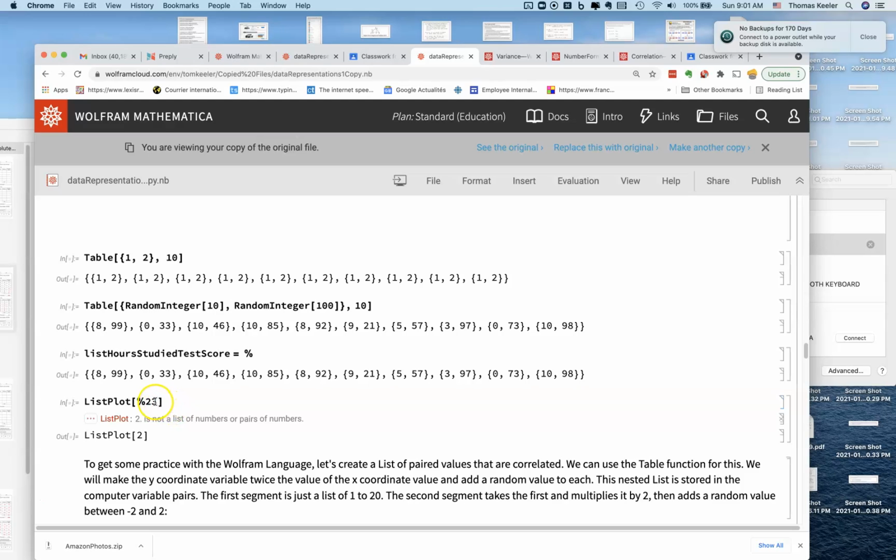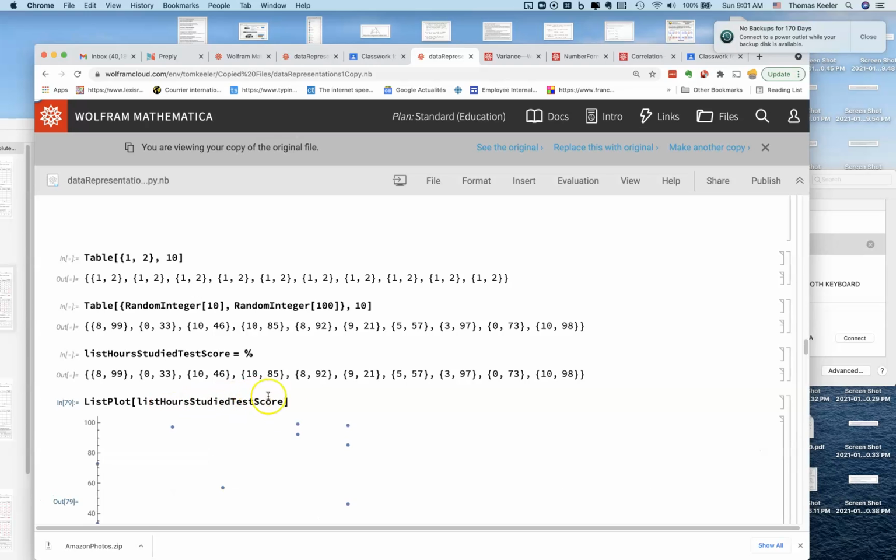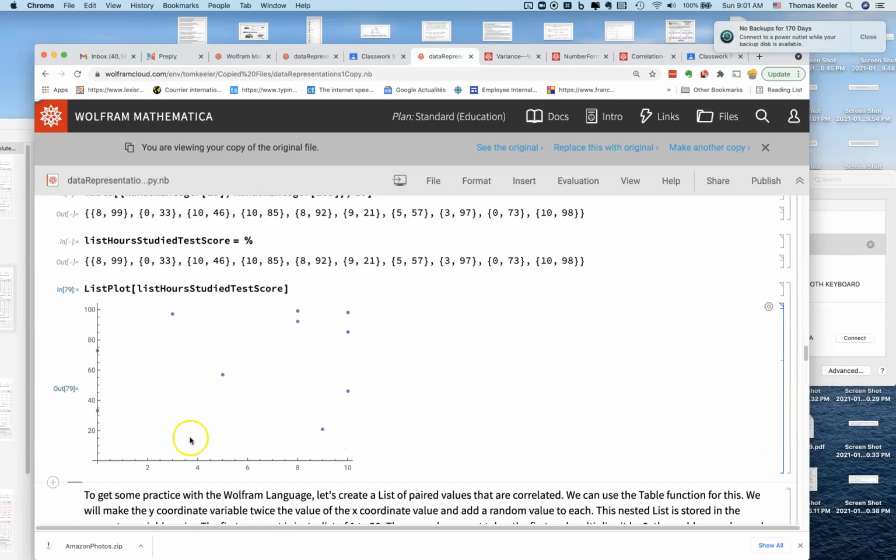And so let's do a list plot of that. Okay, so we're going to do list hours studied, test score. Okay, and it seems to like that. So we say, okay, what does that look like? And you can see this pattern of on the x-axis, how many hours did I study, and then what score did I get? And so we're going to look at that, and the idea is, is there a relationship between hours studied and test score?